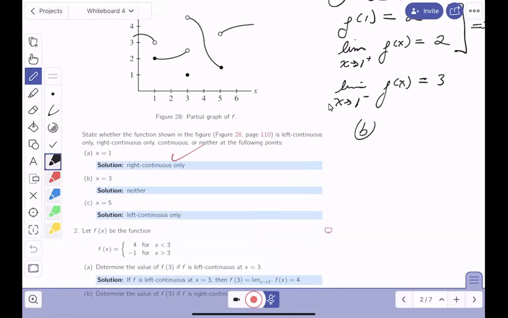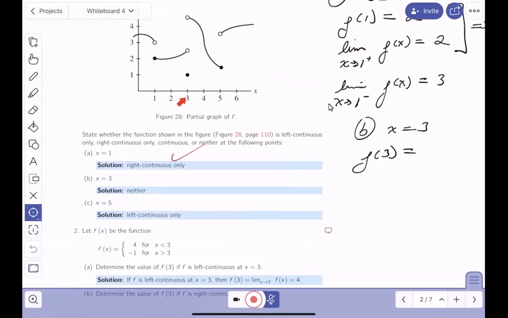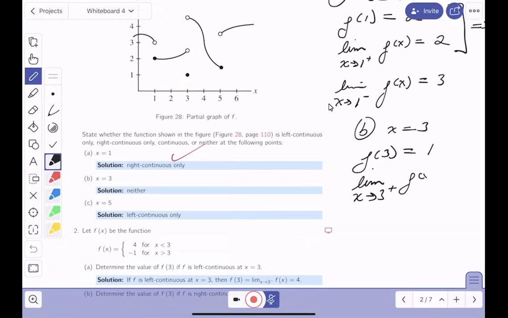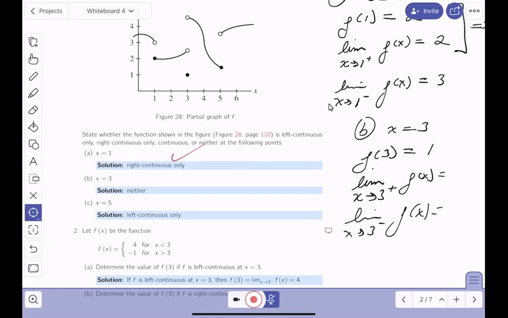And certainly I'll write down what B says. It says now x equals 3. So f of 3. This is 3. What's f of 3? It appears to be the number 1. I'm going to look at the limit. And again, this is just work. I'm writing it down. As we approach 3 from the right of f of x, and the limit as we approach 3 from the left of f of x. Should be relatively simple. Let's do one at a time.